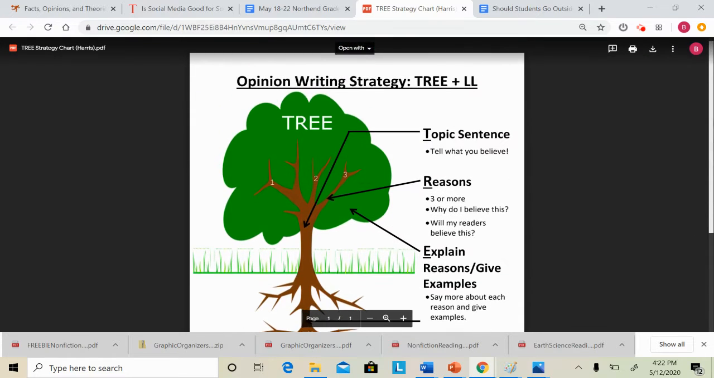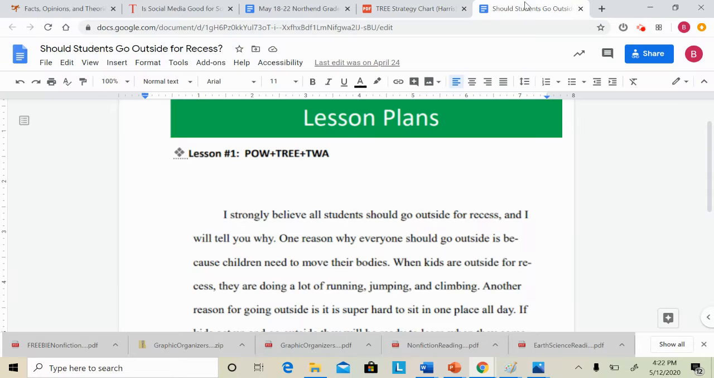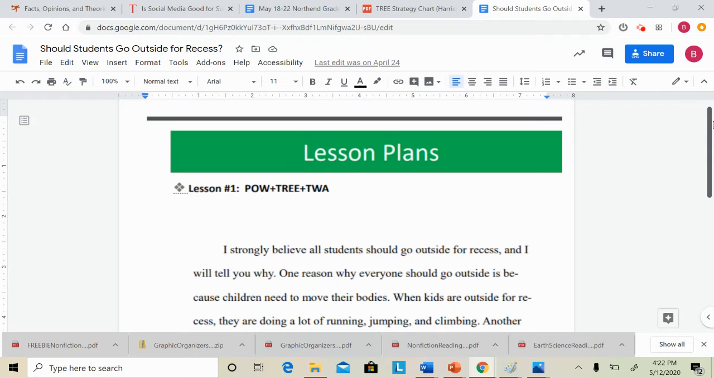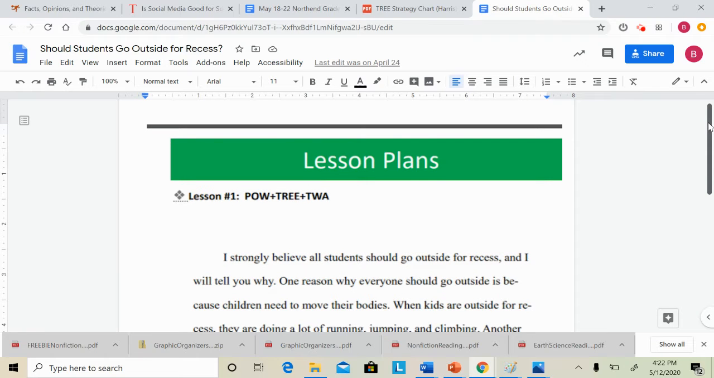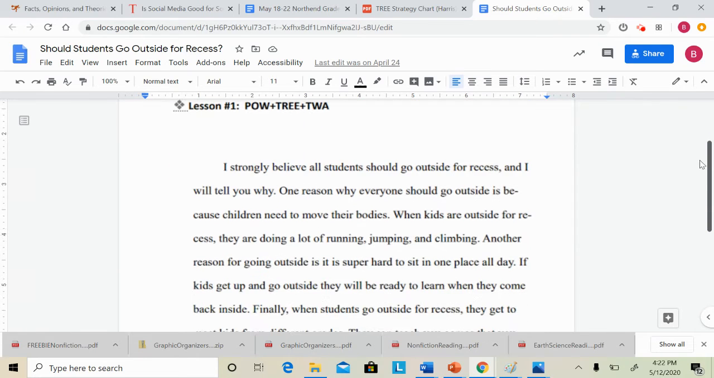So now that we know what we want in an essay, let's take a look at another mentor text. This is an essay written by a fourth grader about the prompt, should students go outside for recess? So this essay has all of our parts of TREE+LL, and I'm going to point them out as I go along. Let's see if you can spot them too.